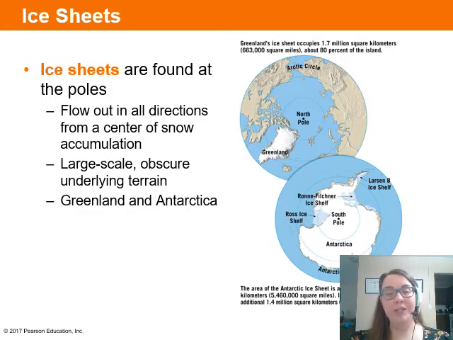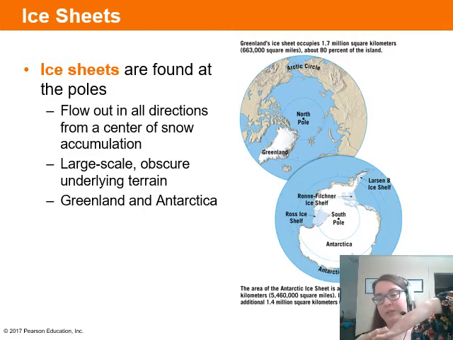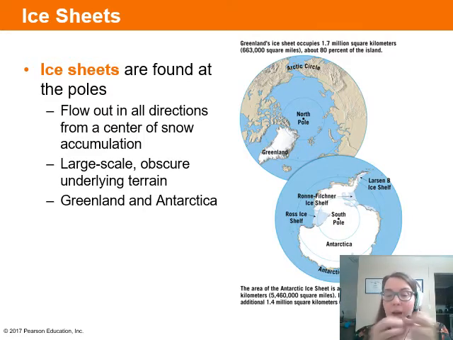But with our ice sheets, we're going to see that they flow differently from our valley glaciers. So since our ice sheets are generally forming on top of relatively flat land, they're not going to be able to just flow downhill. If the land is flat, instead the ice sheet is going to flow outwards in all directions.